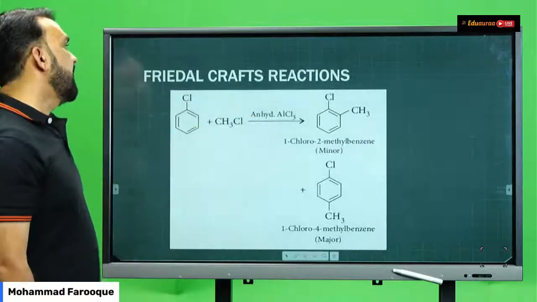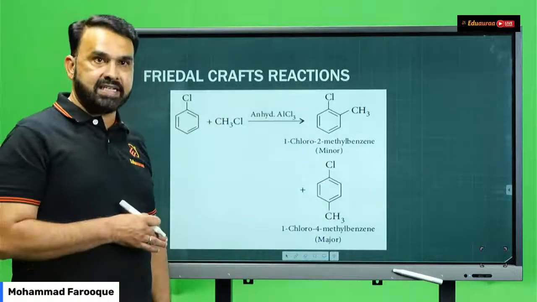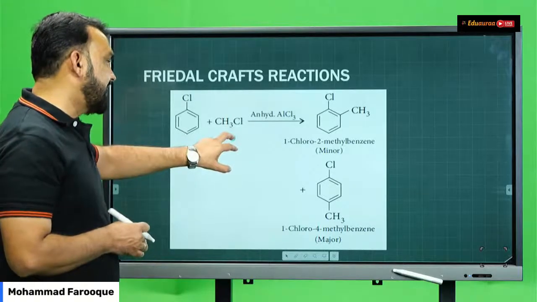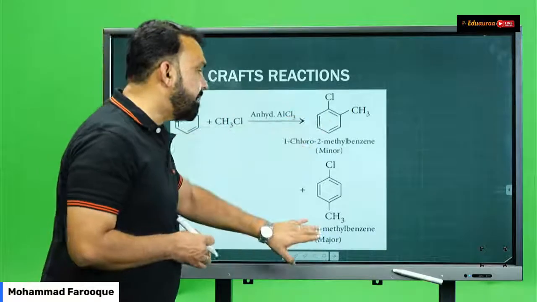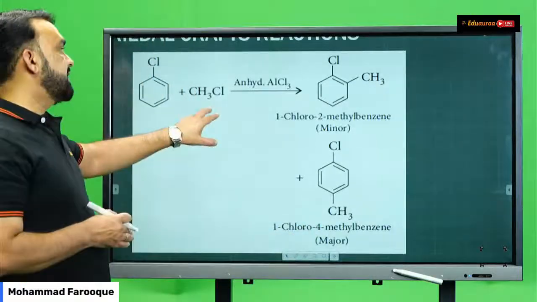Right, students? Again, here you have the Friedel-Crafts reaction, where you have Friedel-Crafts alkylation. Again, you will get ortho and para products with CH3Cl.